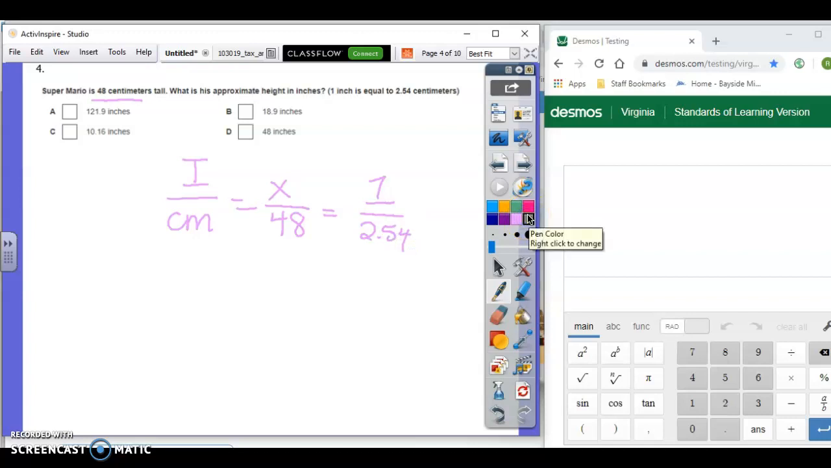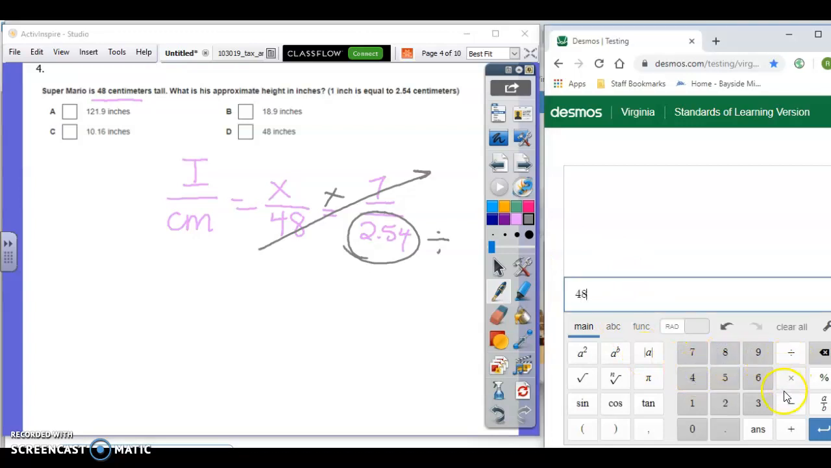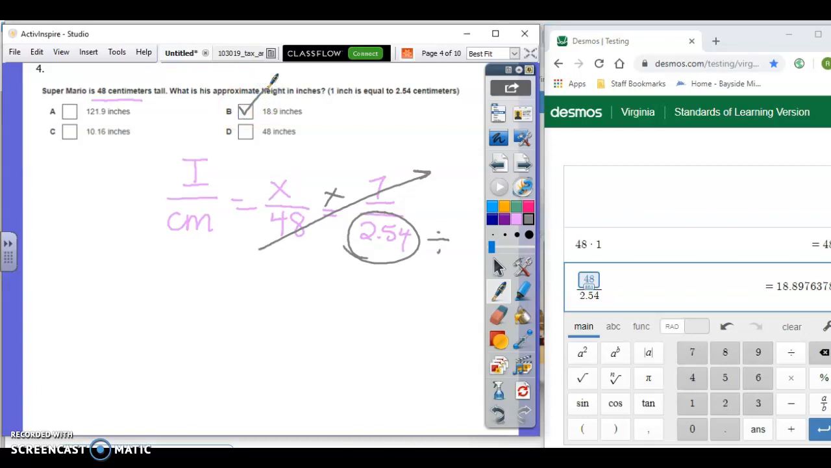So next we just need to solve it. Multiply the numbers that are across from each other, divide by what's left over. And at this point, you just type it into your calculator. So we have 48 times 1, which I know is just 48. 48 times 1 is 48. I go to my next line. I'm going to have 48 divided by 2.54. And the answer is 18.89. So the answer closest to that would be 18.9 right here.